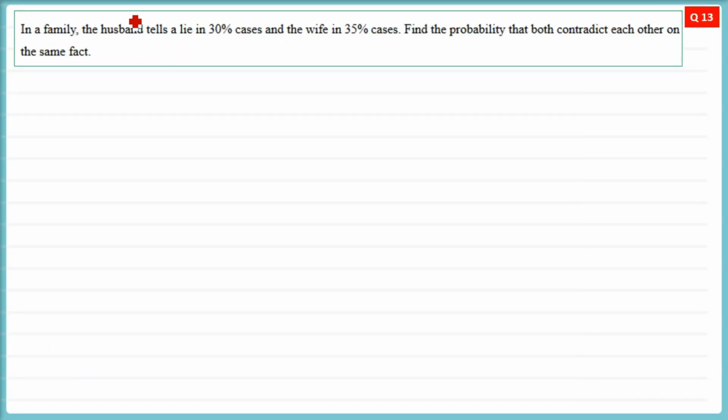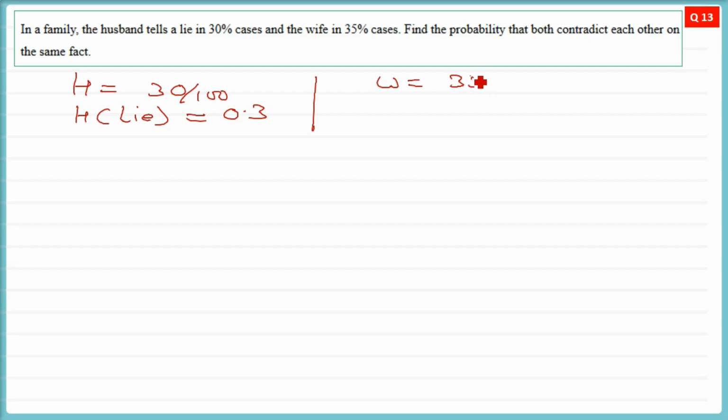And now a family tells a lie. In 30% of cases, the husband says a lie. So husband H, 30%. So husband lie is 0.3, 30 by 100. 30% is 30 by 100, which comes out to be 0.3. Now the wife telling a lie is 35%, 35 by 100, that is going to be 0.35. So wife telling a lie becomes 0.35.